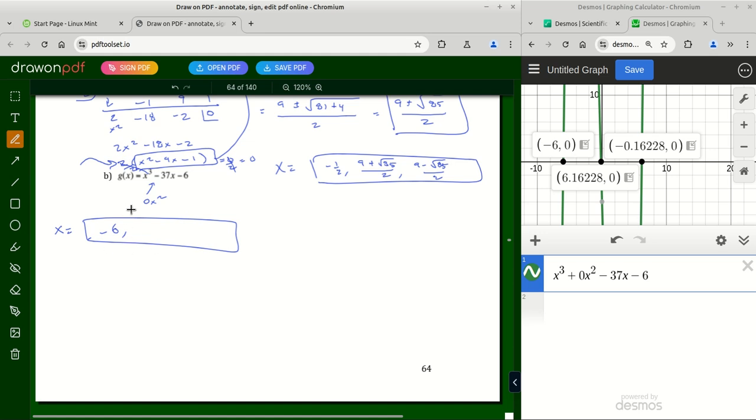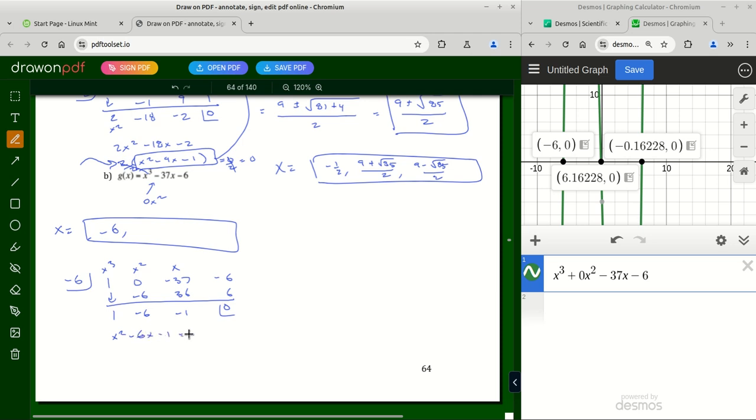So -6 is definitely one of my answers. Let's find the other guys now. So what I need to do is synthetic division. Remember, that's x cubed. This is x squared, 0x squared. Got to have the placeholders. -6, positive 36, -1, positive 6, zeroed out. So that's good. And then we got x squared minus 6x minus 1.